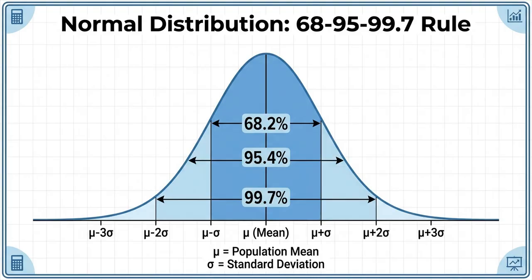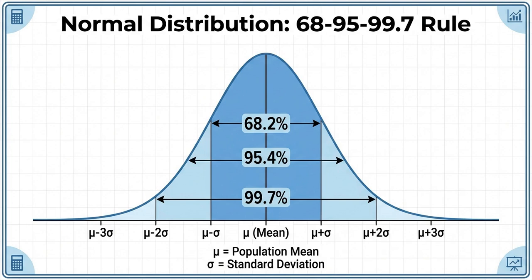Here's what a normal distribution looks like. It's that classic bell shape. The very center is the mean, often called mu. If you go one standard deviation to the right, that's mu plus sigma. One standard deviation to the left is mu minus sigma. These standard deviations define areas under the curve.